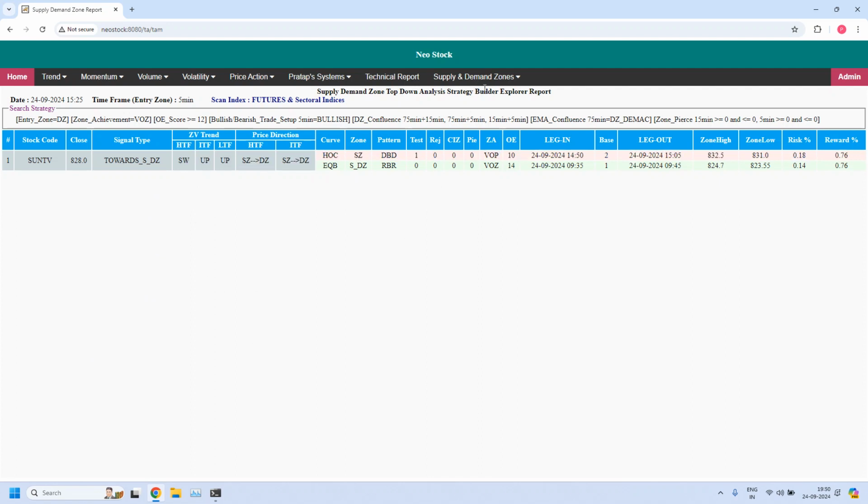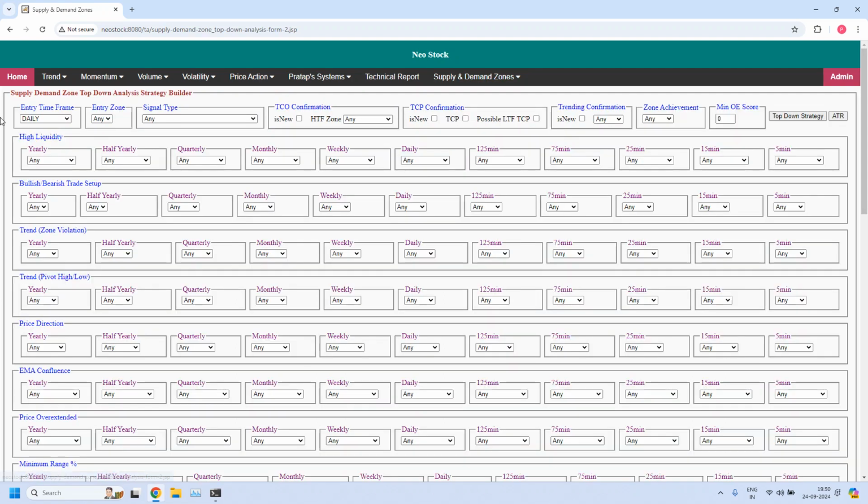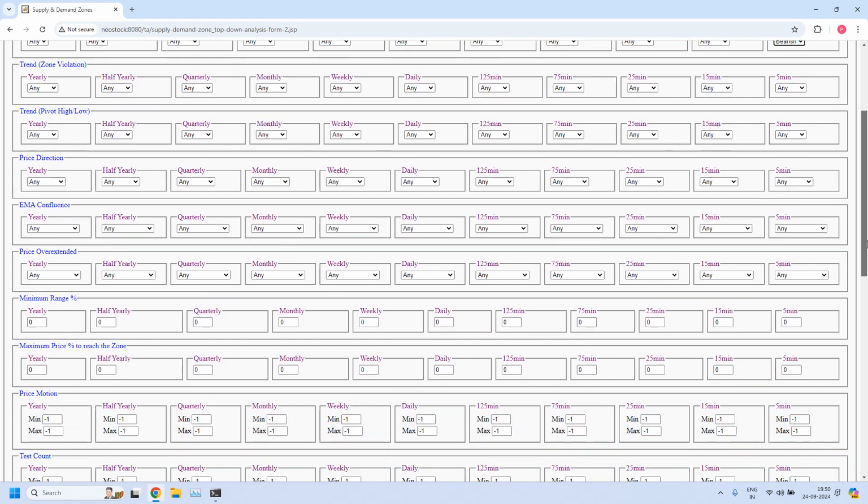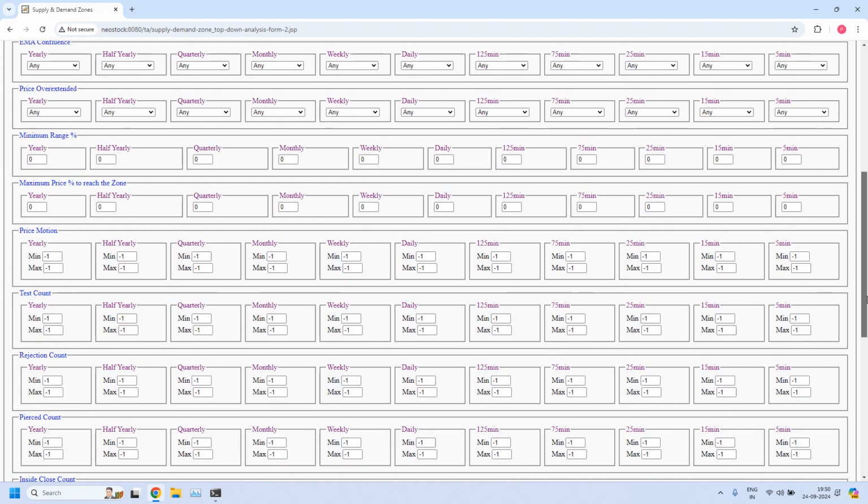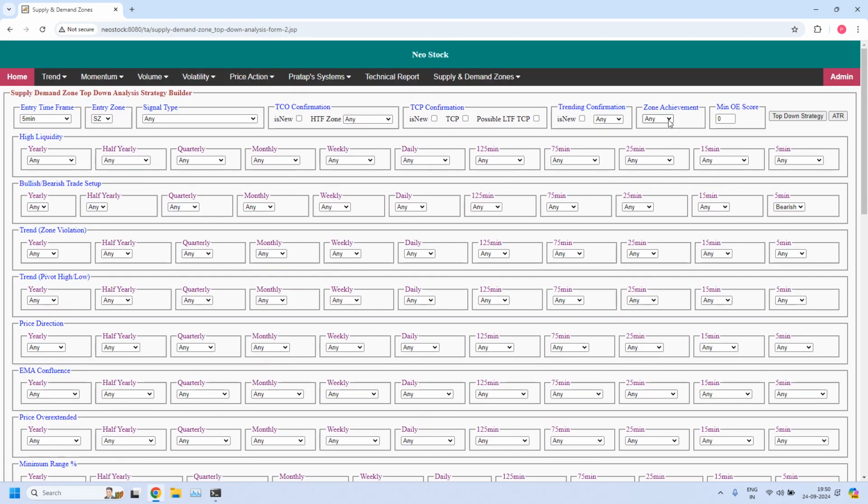Okay, fine. Next set of reports are about bearish trade setup for hourly income trade. Entry time frame 5 minutes, entry zone is supply zone, and in bullish or bearish trade setup at 5 minutes I am selecting bearish, and this 5 minute supply zone should not be pierced. So in the pierced count at 5 minutes time frame I am adding minimum value 0, maximum value 0. Zone achievement is violated, opposing zone, minimum odd enhanced score is 12. All the 3 filters are applied to 5 minute supply zone.